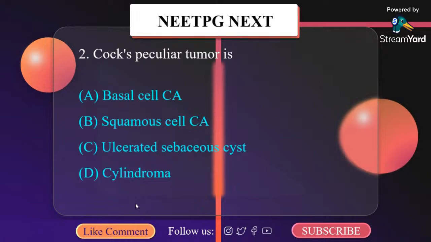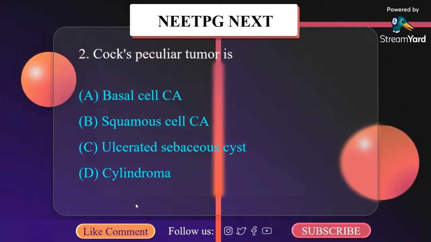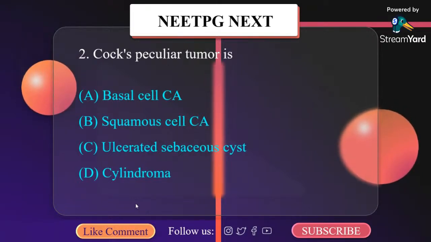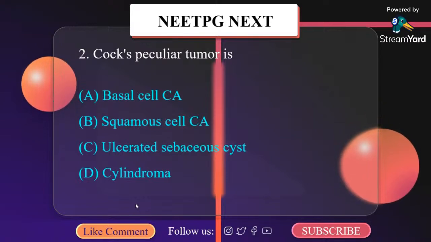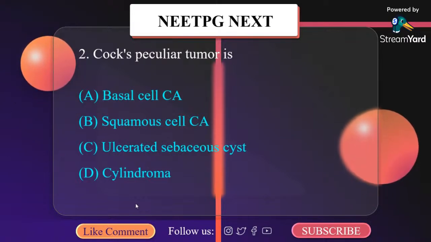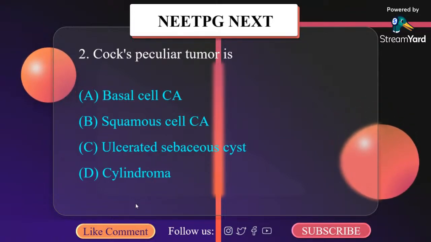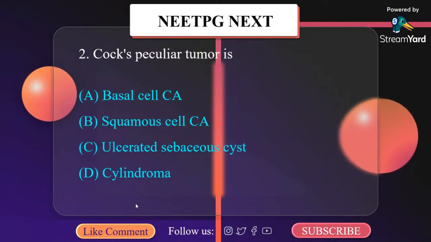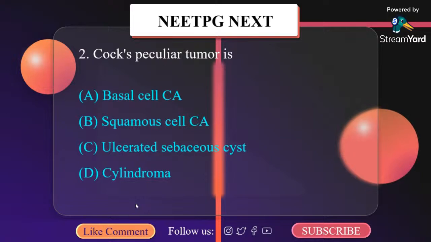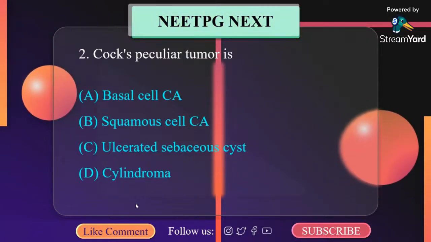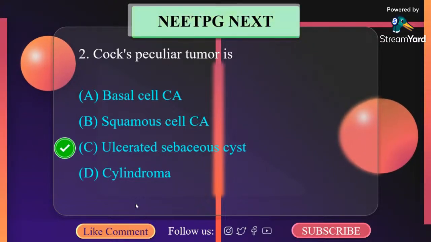Cox specular tumor is a sebaceous cyst-linked growth that can resemble a squamous cell carcinoma, but it is not squamous cell carcinoma. The proliferating cyst, that is Cox specular tumor, is usually solitary, but it often arises from simple tricholemmal cyst in the hair follicle epithelium. So the correct answer here is ulcerated sebaceous cyst.